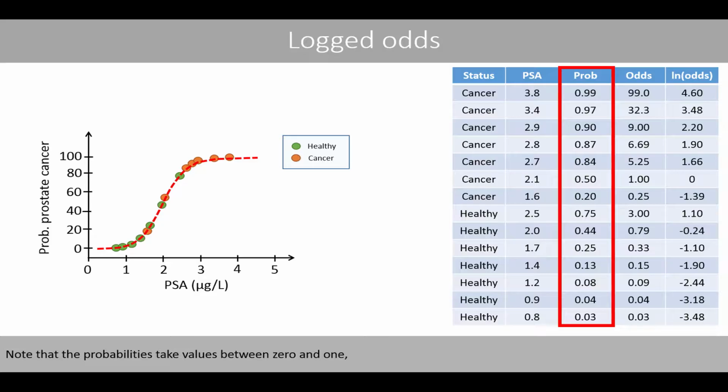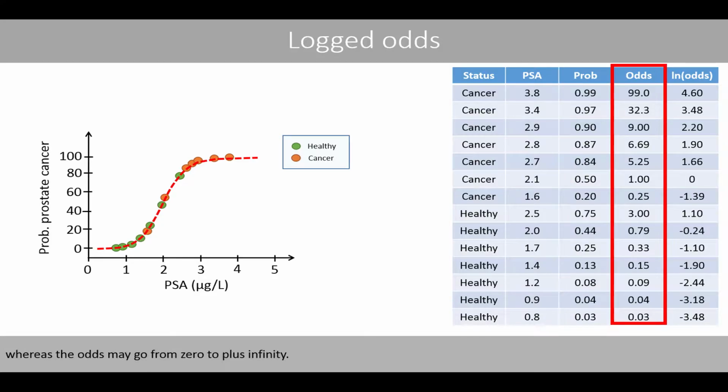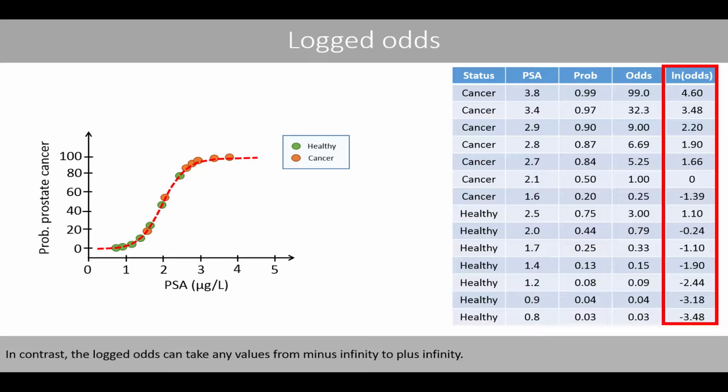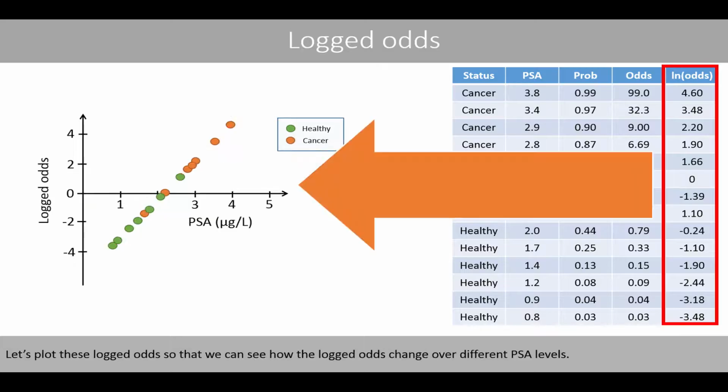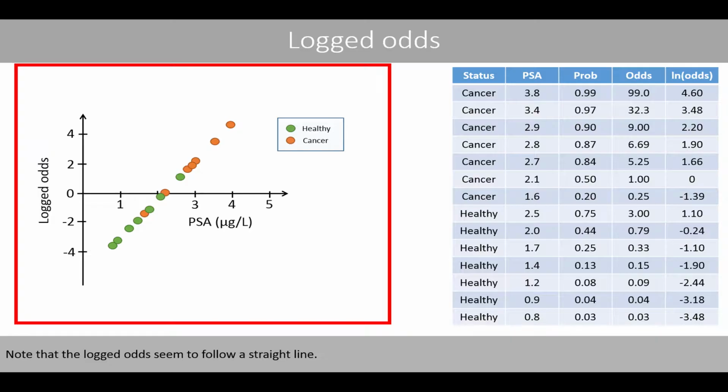Note that the probabilities take values between 0 and 1, whereas the odds may go from 0 to plus infinity. In contrast, the logged odds can take any values from minus infinity to plus infinity. Let's plot these logged odds so that we can see how the logged odds change over different PSA levels. Note that the logged odds seem to follow a straight line.